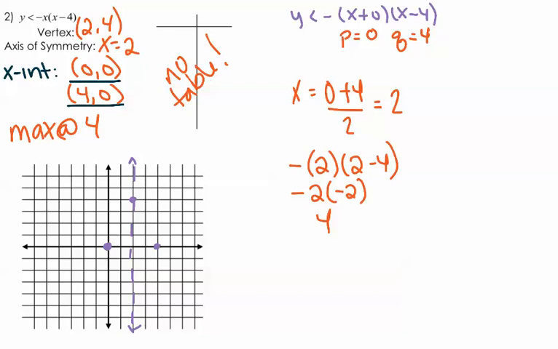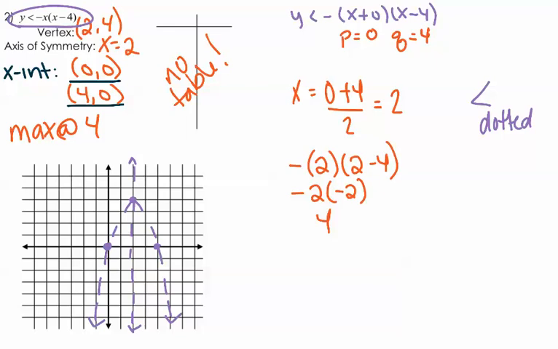Now again, before I sketch my parabola, I want to remember that this equation right here is a less than. So since it's a less than symbol, that's going to be a dotted line. That's why you're going to see that now I'm going to sketch this parabola with a dotted line.